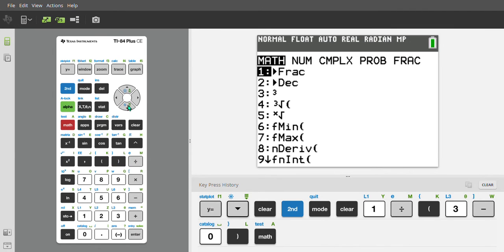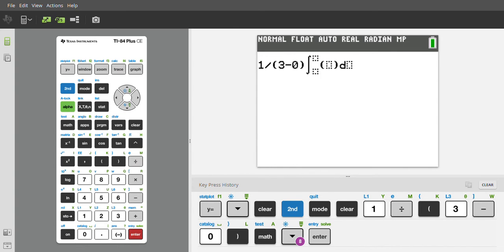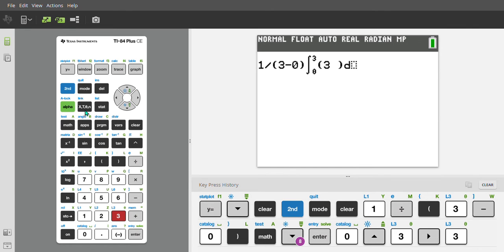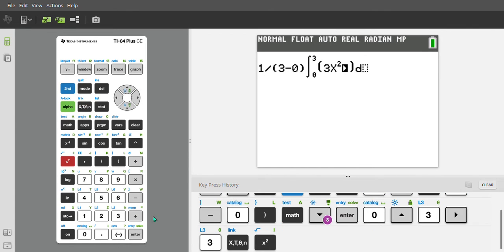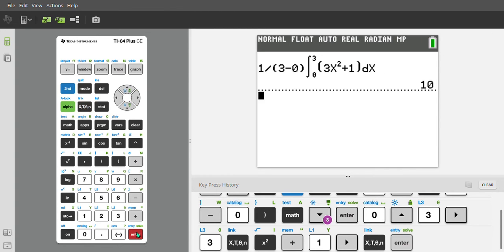So we're going to Math, fnInt. We're integrating from 0 to 3, the lower and upper bounds of our interval. Our function, 3x squared plus 1, and we're integrating this with respect to x. Enter, and that gives us the average value of our function, which is 10.